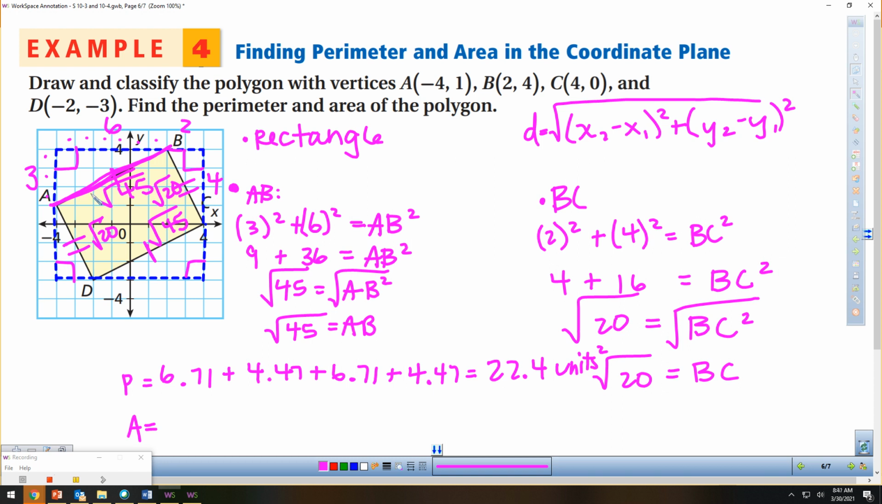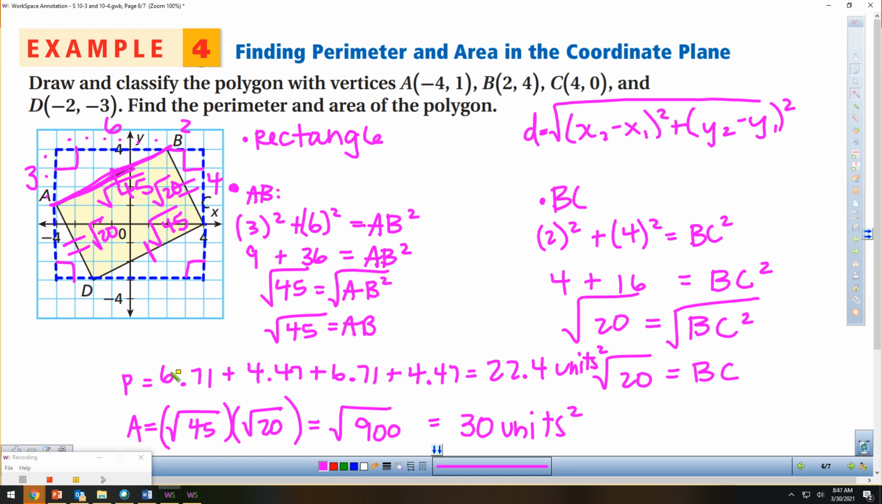Alright, so anybody confused on how I got the perimeter? Okay, now we want base times height. So the base is square root of 45 times my height of my figure, which is the square root of 20. When you multiply radicals, you multiply the numbers inside. So the square root of 45 times 20 is going to give you 900. So the area is the square root of 900, which is a perfect square, which gives me that my area is 30 units squared.